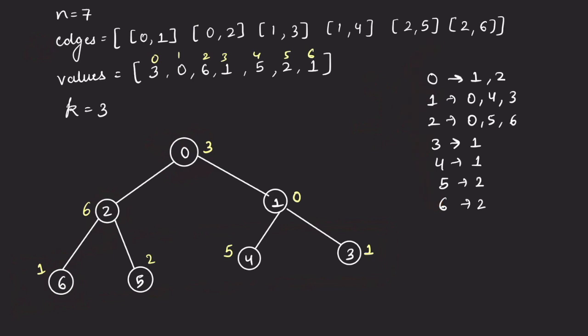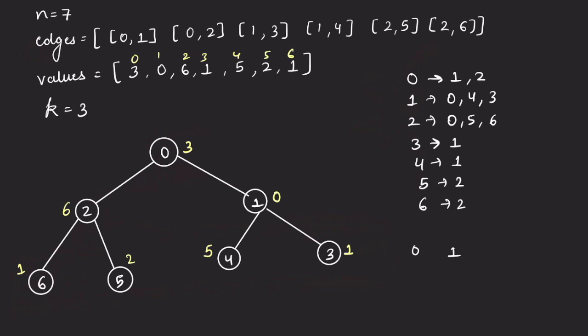Then you will create an in degrees vector, right? So that will be 0, 1, 2, 3, 4, 5 and 6. And what all will be the in degrees? So for 0, it will be 2. For 1, it will be 3. For 2, it will be 3. For 3, it will be 1, 1, 1, 1. Right? So these will be the in degrees.